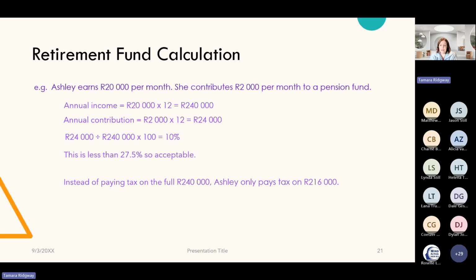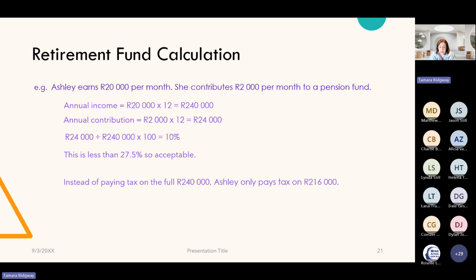Pity about the animation. I must be doing something wrong. Anyway, it doesn't matter. Ashley earns 20,000 Rand per month. She contributes 2,000 per month to a pension fund. That's all I'm dealing with. I'm not bringing in a whole lot of other things. I just want them to understand this, and then I'll keep building on those examples bit by bit. So by the time I get to the end, it's really not a big deal.